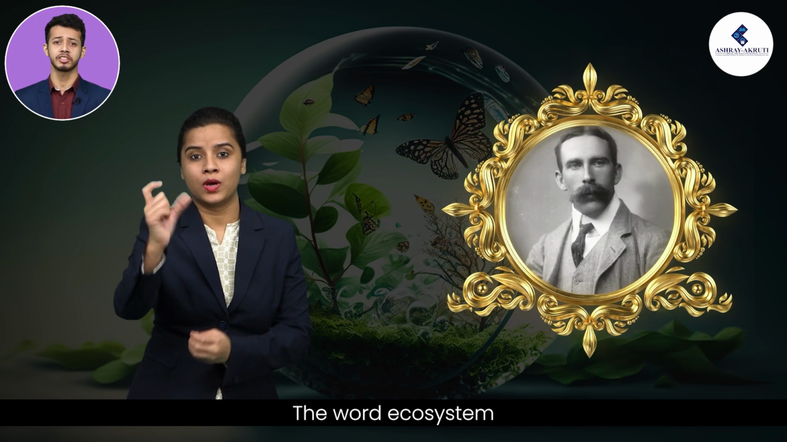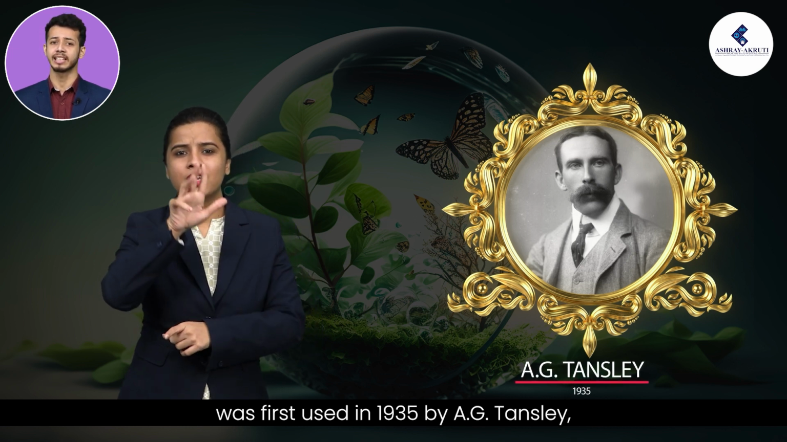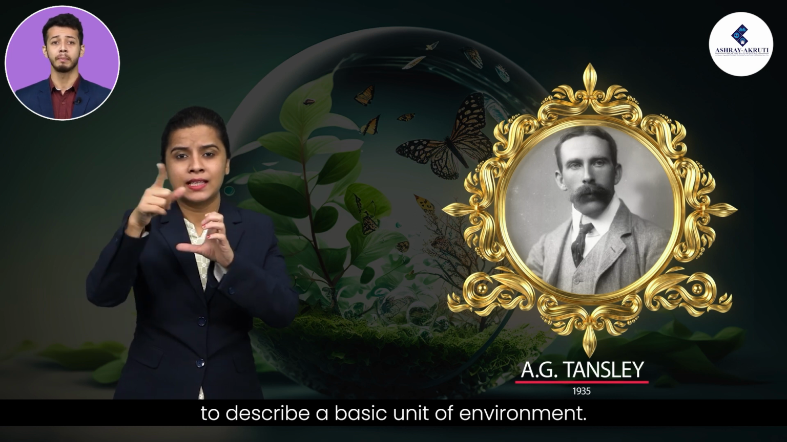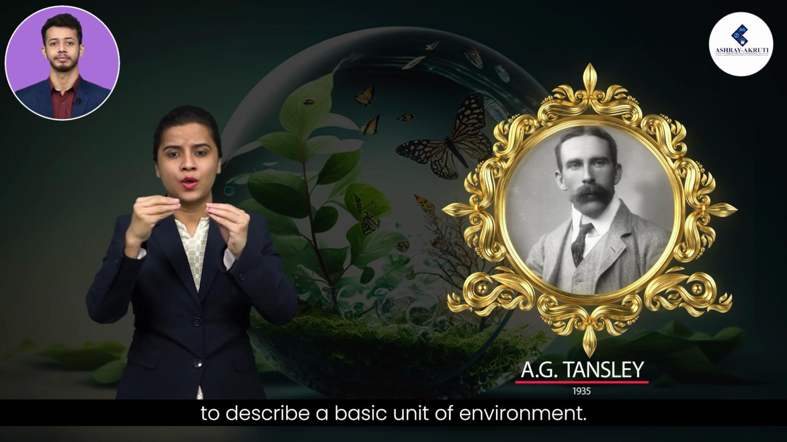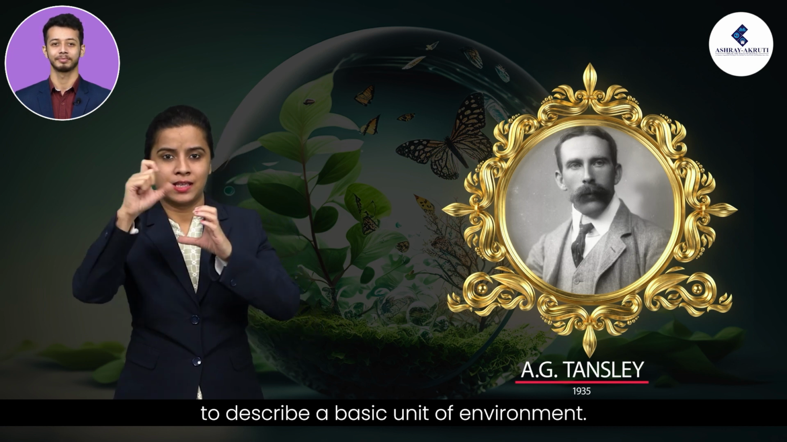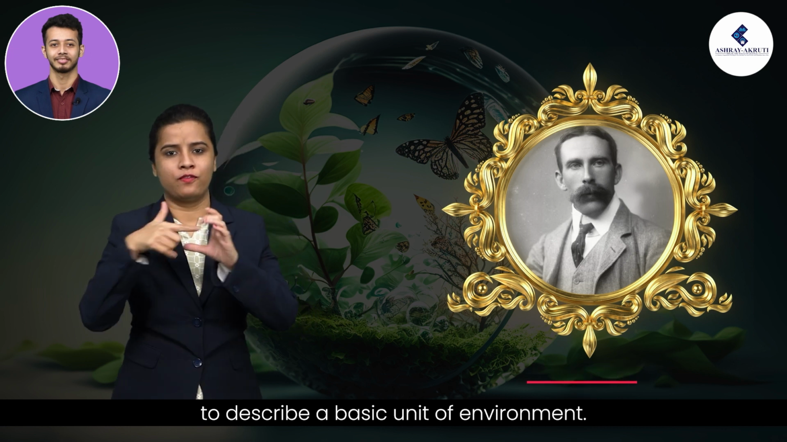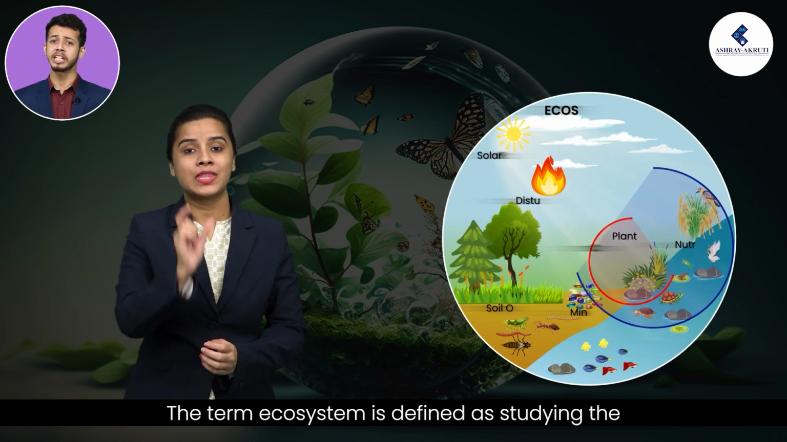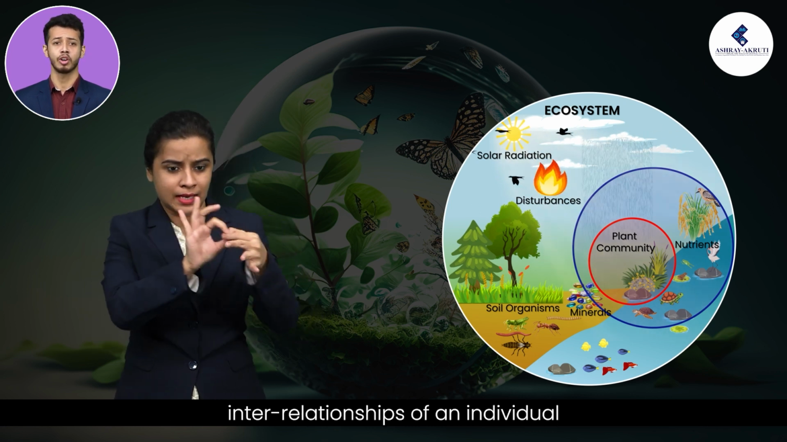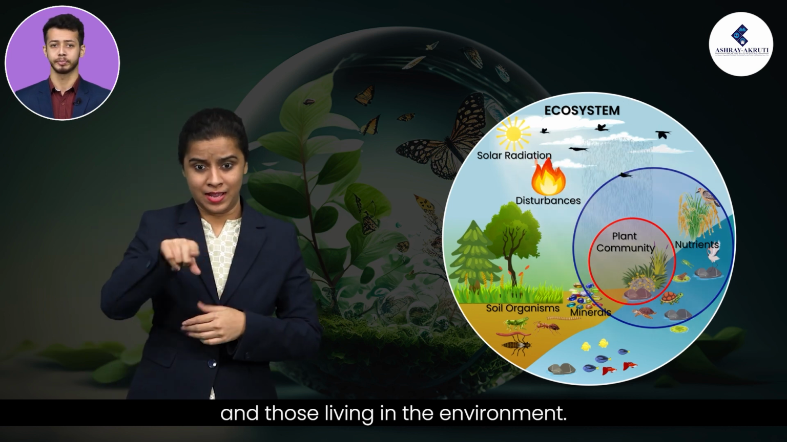The word ecosystem was first used in 1935 by A.G. Tansley, a British botanist and ecologist, to describe a basic unit of environment. The term ecosystem is defined as studying the interrelationships of an individual and those living in the environment.